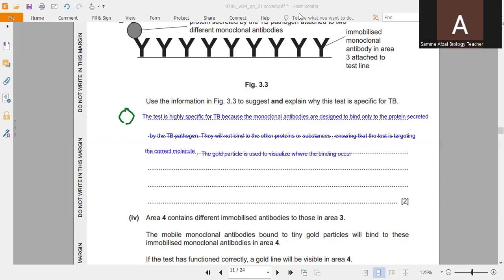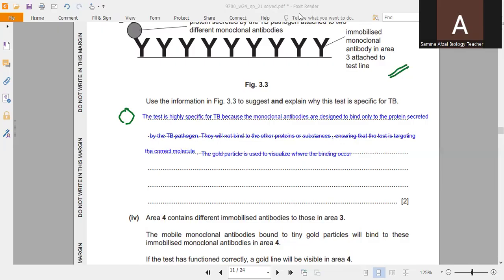The monoclonal antibody is designed to bind specifically to the protein secreted by the tuberculosis pathogen, and the gold particle is used to visualize where the binding occurs. So it is for visual purposes. The second component is the protein secreted by the TB pathogen. So this is the target molecule. We are trying to detect if TB is present; this protein will be in the saliva.